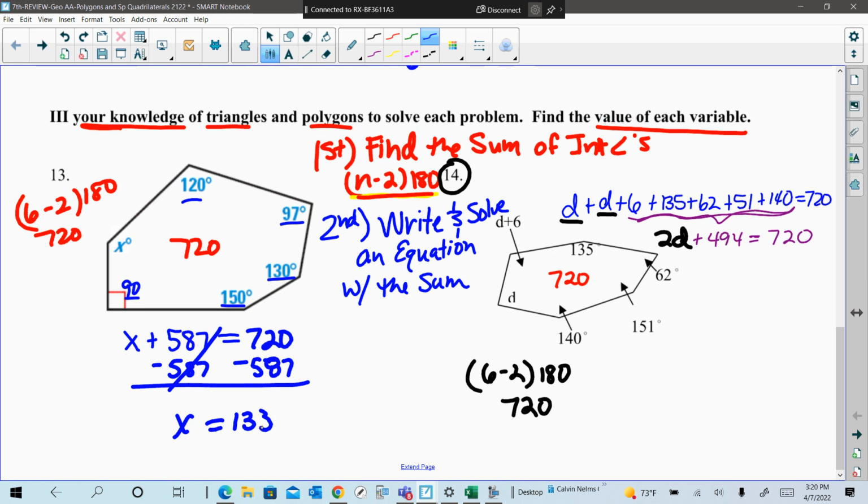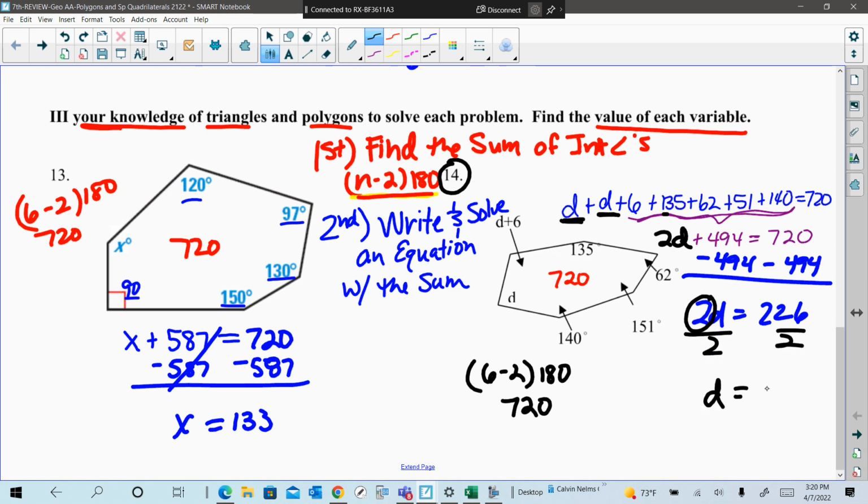Okay. I set up number 14 here, and I circled it because that's more like the test you're going to see. Here I showed combining like terms to get 2d. Add up your numbers and get 494. Then subtract to isolate your variable, and divide by your constant. We get 2d equals 226, and the 2 is our coefficient, so we divide by that. So d equals 113.